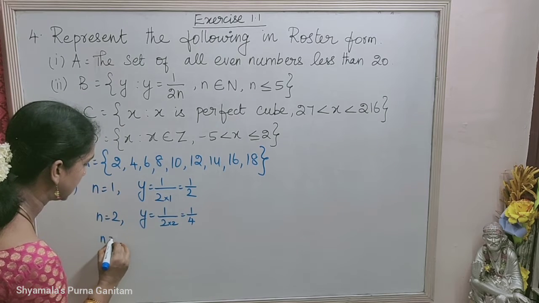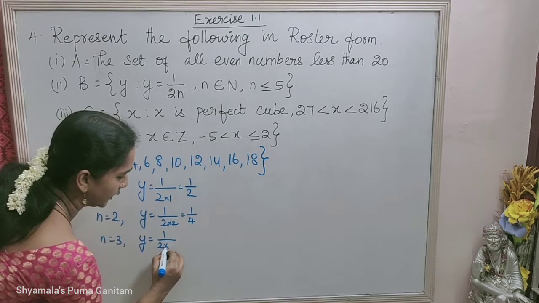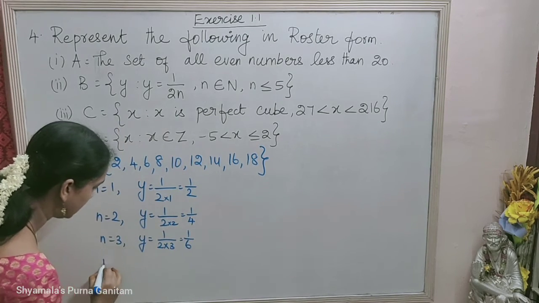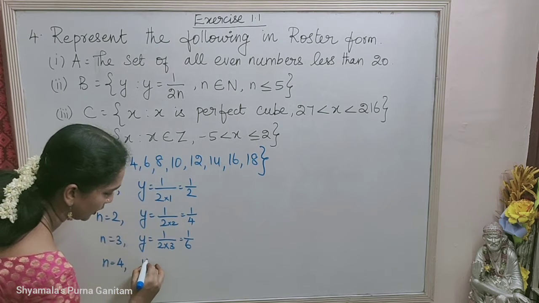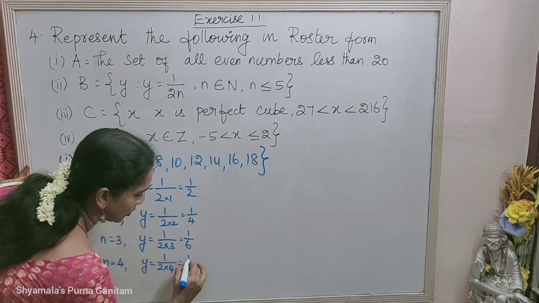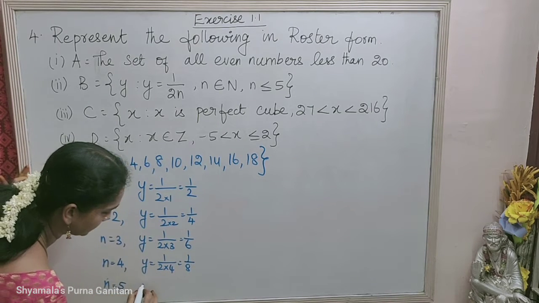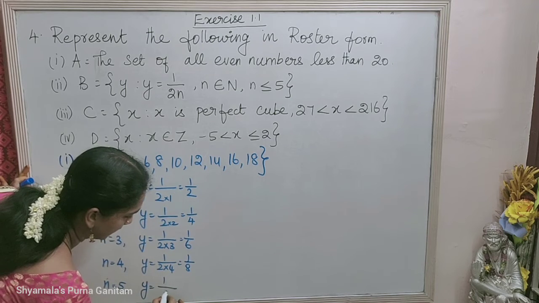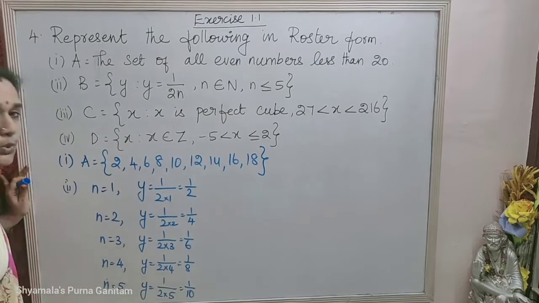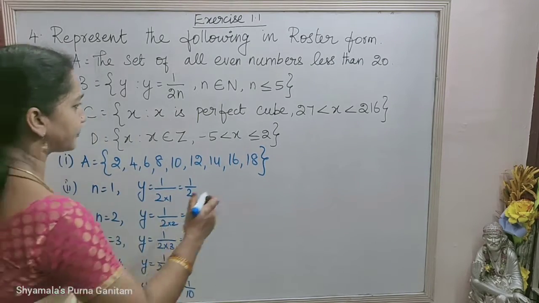Then the next one is n is equal to 3. y is equal to 1 by 2 into 3, that is equal to 1 by 6. Okay. Then n is equal to 4. So, y is equal to 1 by 2 into 4, so that is 1 by 8. Then n is equal to 5. y is equal to 1 by 2 into 5, that is equal to 1 by 10. So, we have found all the 5 elements of set B.